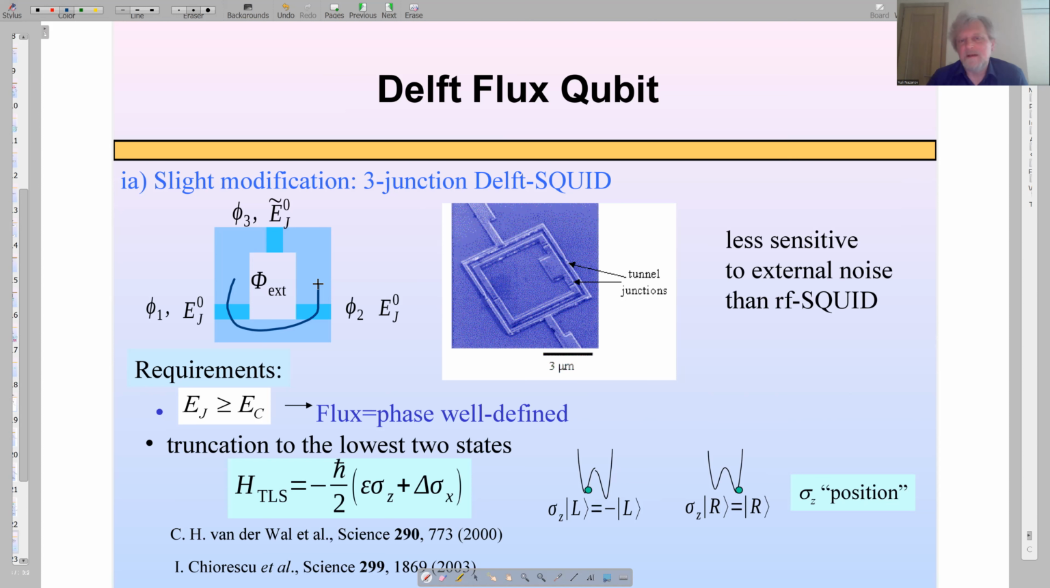The basis states of a qubit corresponded to different rotations of persistent current in this loop, either in that direction, let it be 0, or in the opposite direction, which is state 1. Fine.